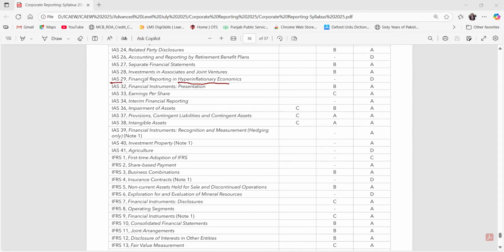For example, if there is too much inflation in any country, what you need to do, how you need to record it. What about the transactions? How you are going to record the transactions of a country which is suffering from hyperinflation. So this topic, IAS 29, is at D level. You need just basic awareness.